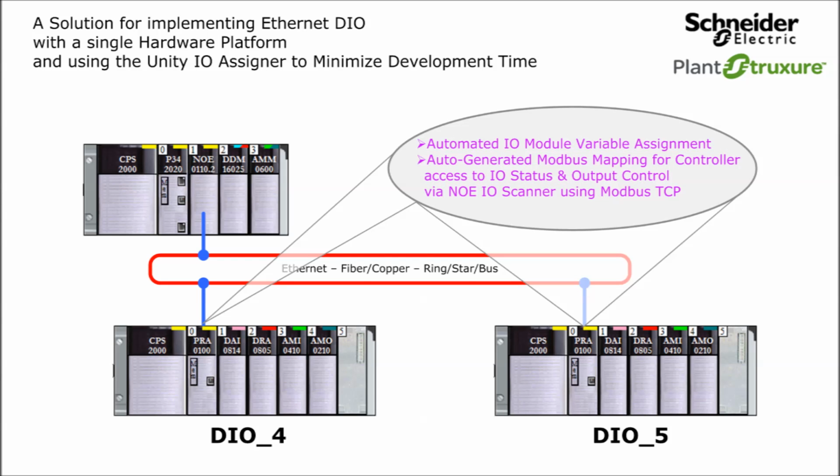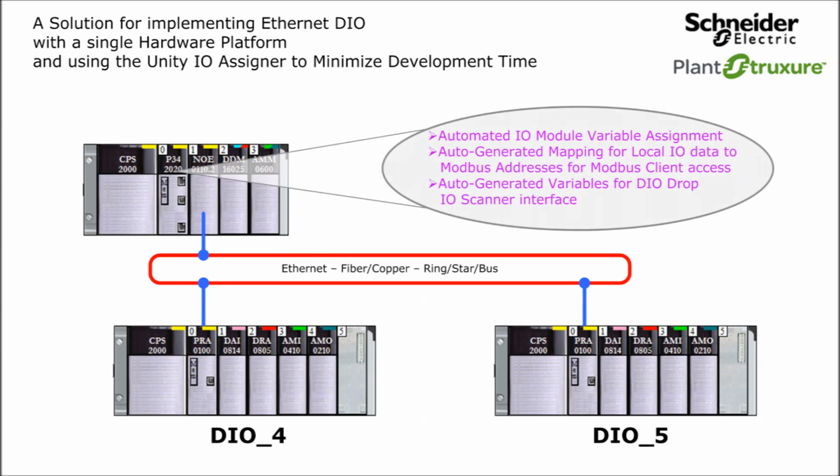For the DIO drops, the Unity IO Assigner will be used to assign variables to the X80 IO module channels, auto-generate Modbus mapping of the I/O channel's data, and auto-generate DDTs and structured variables for the master M340 NOE IO Scanner interface. And for the master M340, the Unity IO Assigner will be used to assign variables to the local X80 IO module channels, auto-generate Modbus mapping of the local I/O channel's data for access by an HMI or SCADA system, and auto-generate DDTs and structured variables for the master M340 NOE IO Scanner interface.